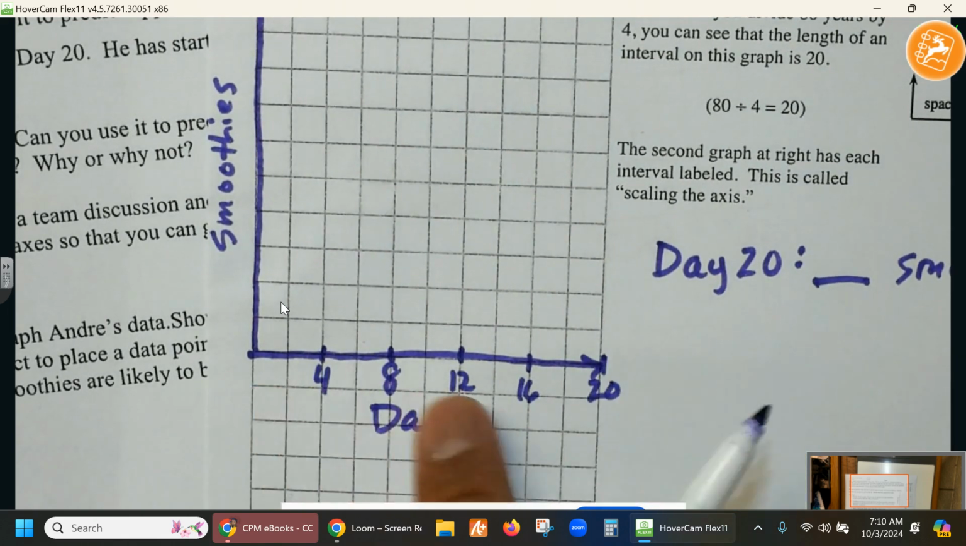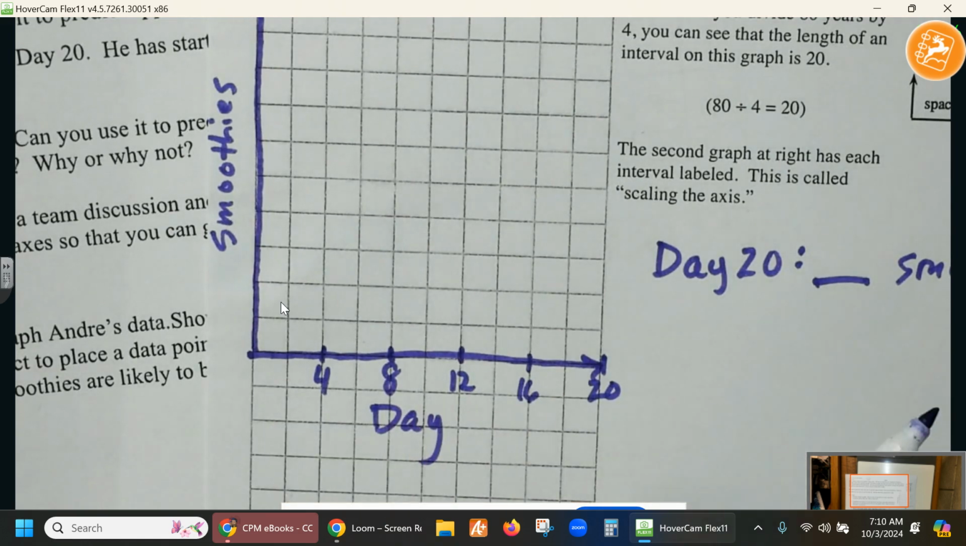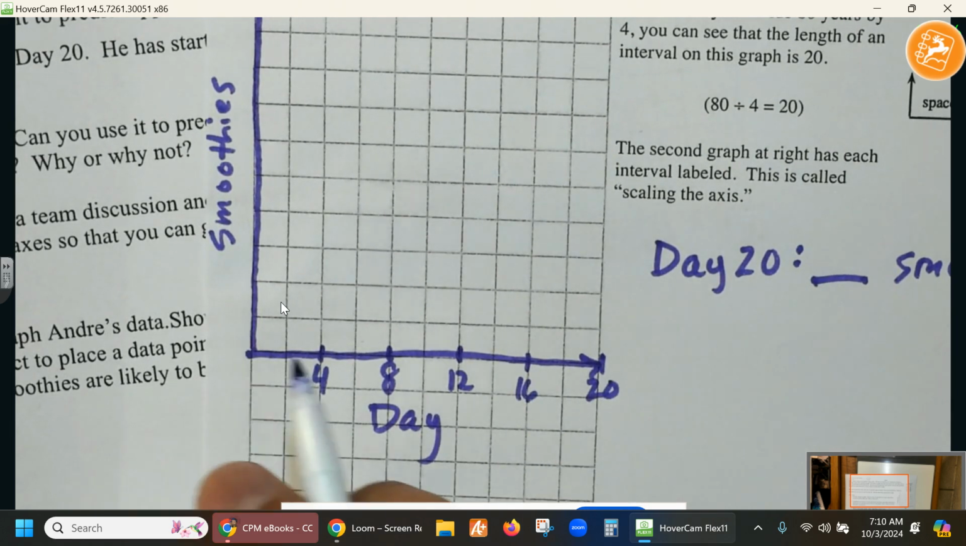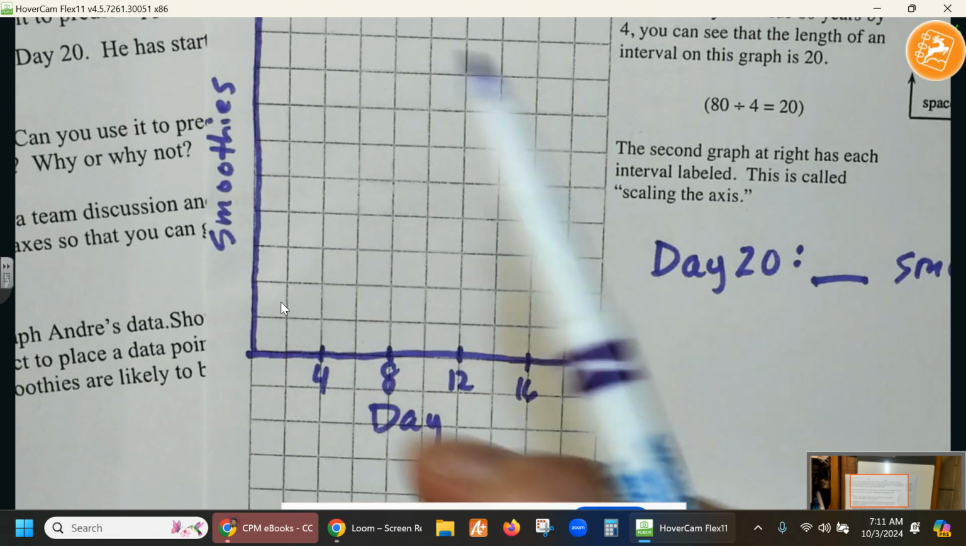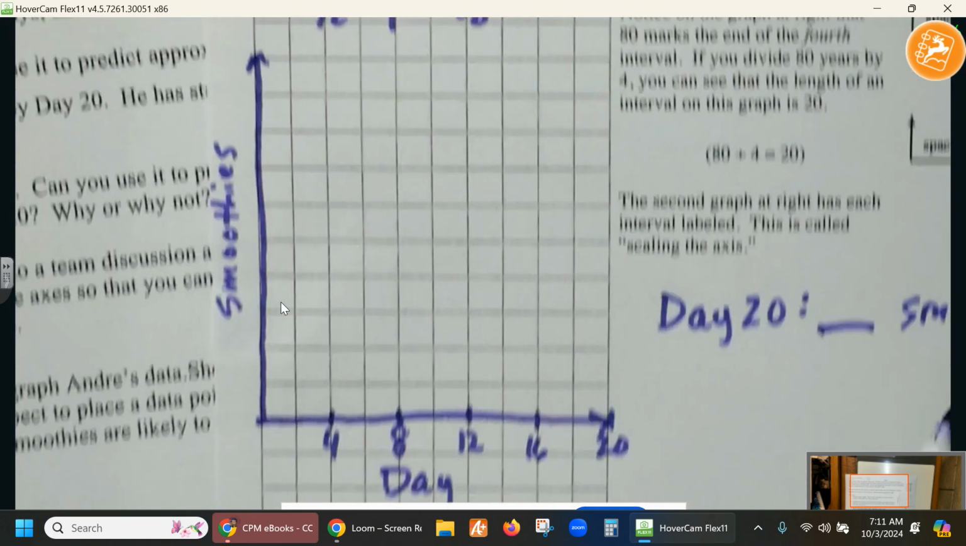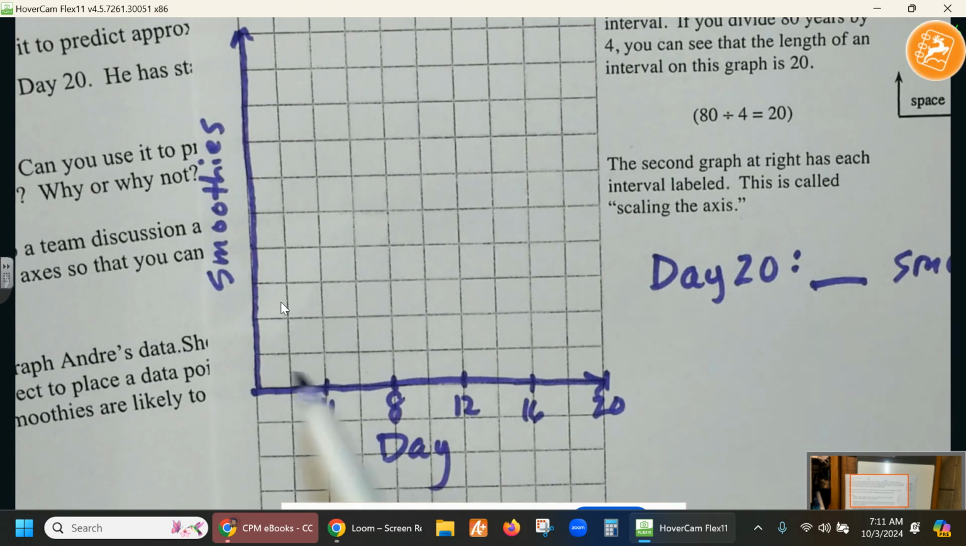So now on this axis, we're counting by 2s. I only mark the 4s just to make it a little more spread out and visually appealing. Now we can see day 20, and these are all even intervals. If I have my data all spread out from day 3 all the way to day 20, it will all show along this x-axis.